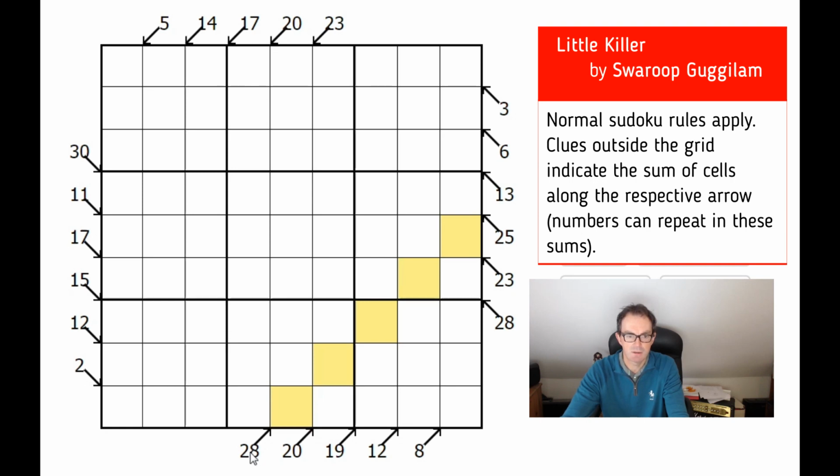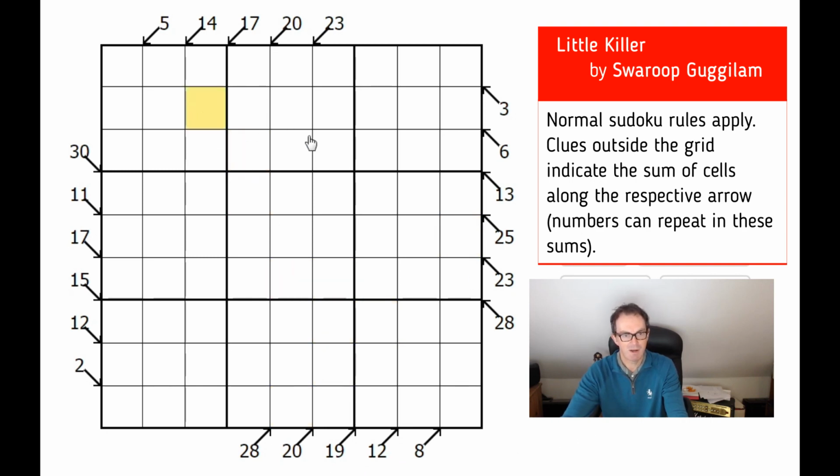Now, unlike Killer Sudoku, it's quite permissible for the numbers to repeat along this yellow line. They can't repeat within the same box, so these 2 yellow squares could not be the same number, but these squares could be the same number, and even those squares could all be the same number.